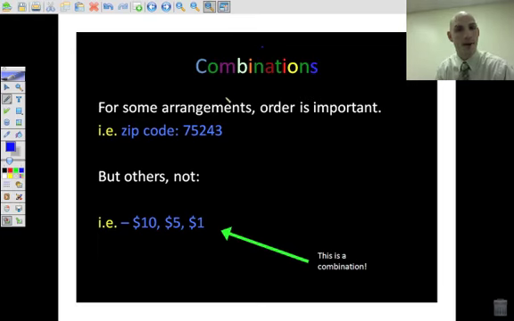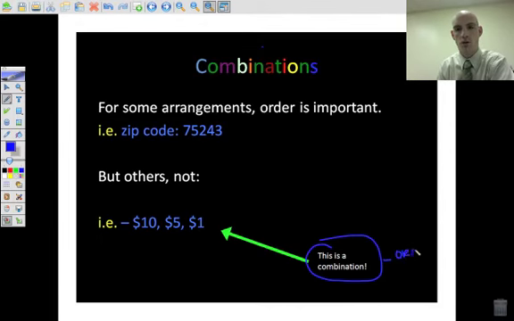Alright, today we're going to talk about combinations as outlined in our intro. The thing you need to remember about combinations is that for some arrangements, the order is important. For example, when we have a zip code, 75243, the order matters because 25734 is a completely different zip code with the same 5 numbers. And so what we need to make the distinction between is permutations and combinations. Because for other combinations, like a $10 bill, a $5 bill, and a $1 bill, the order doesn't matter. You still have $16. This is a combination.